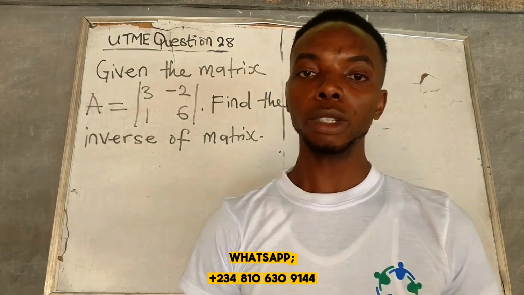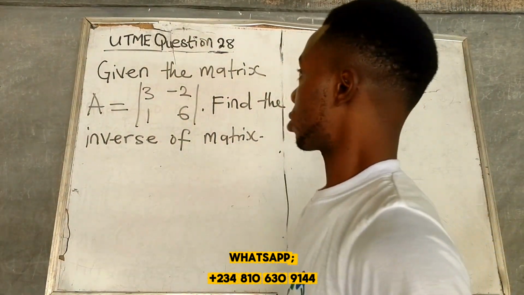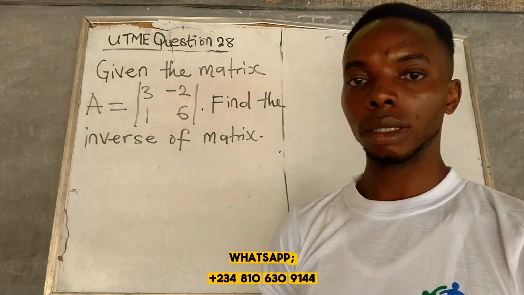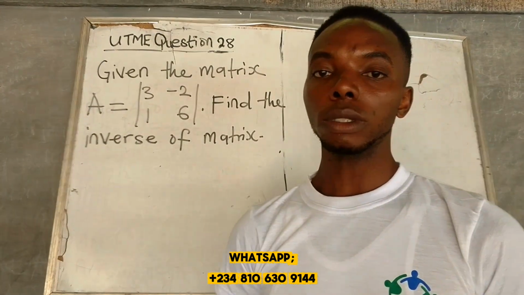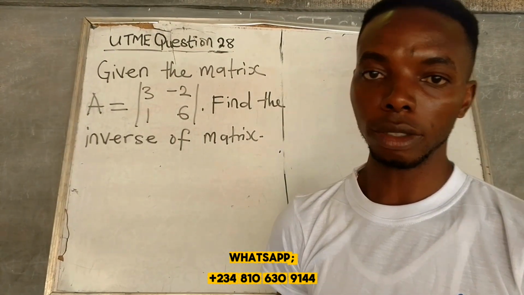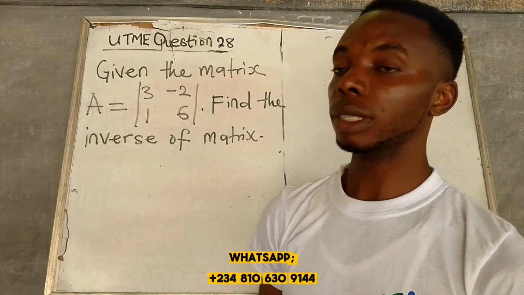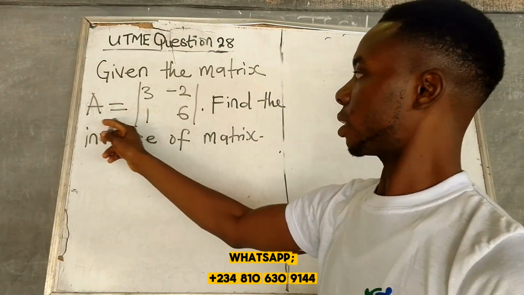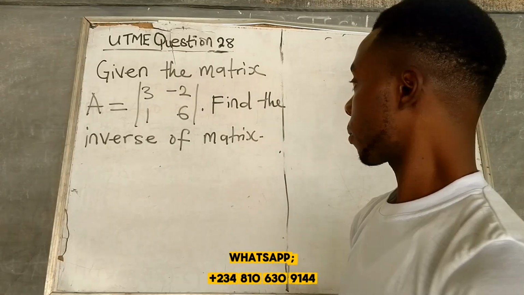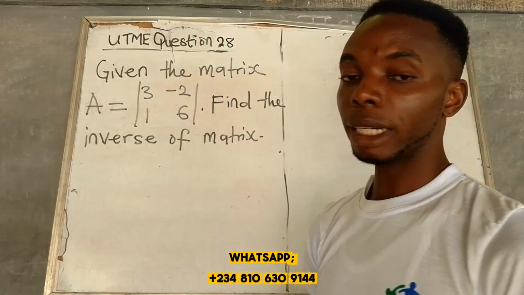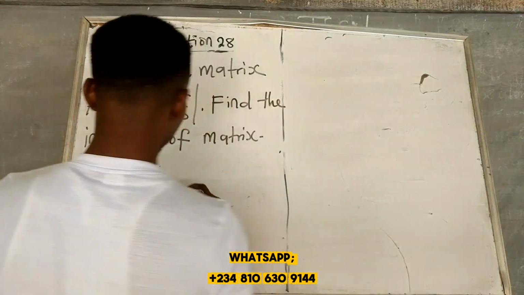In this class, we'll be talking about UTME questions, and this will be number 28. Now, this question deals with matrices. The question says that given the matrix A is equal to this 2 by 2 matrix, find the inverse of the matrix. Now, let's move to action.